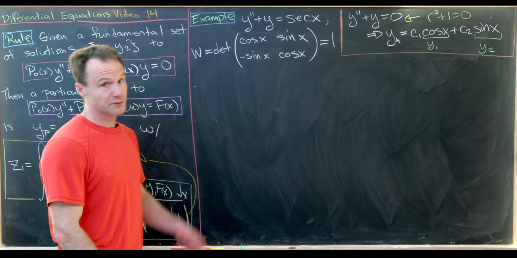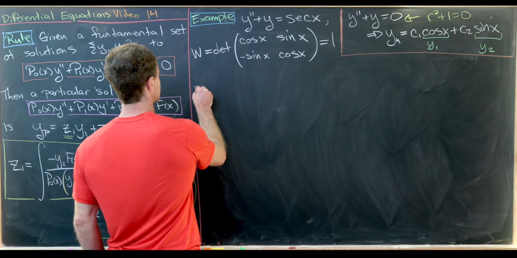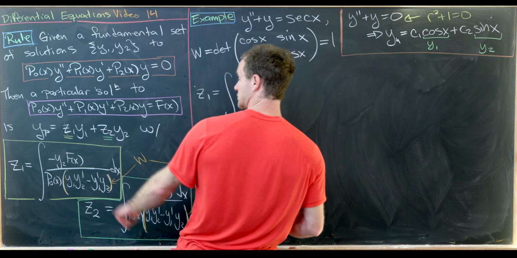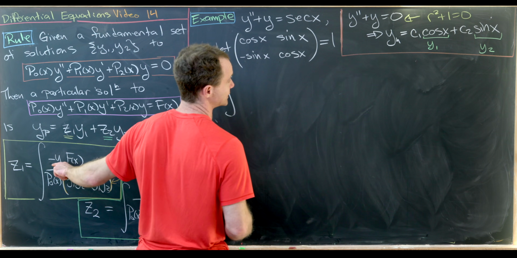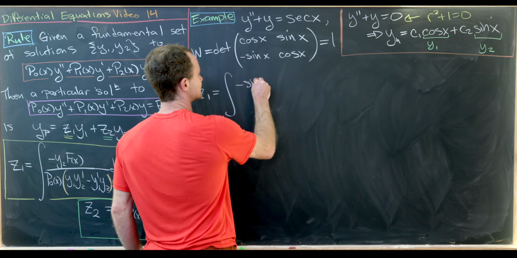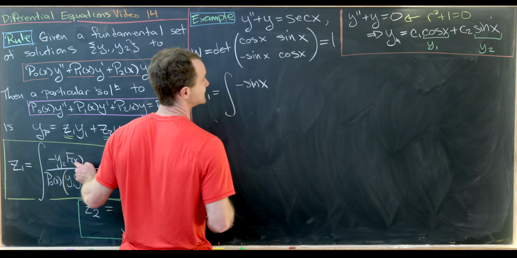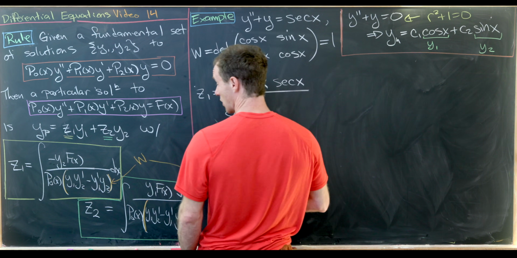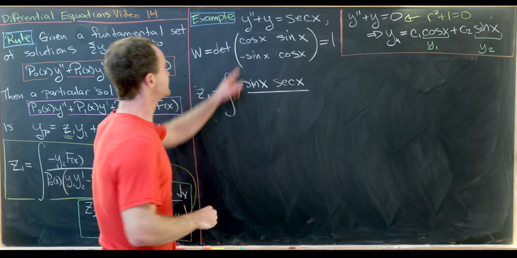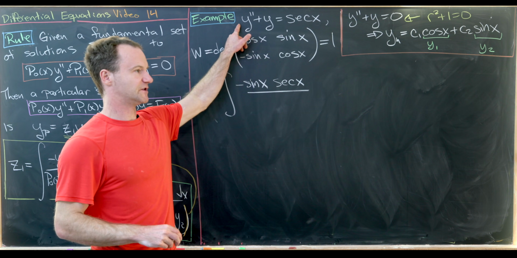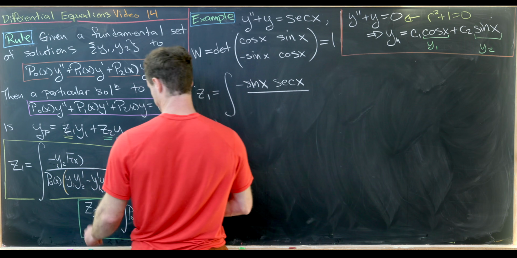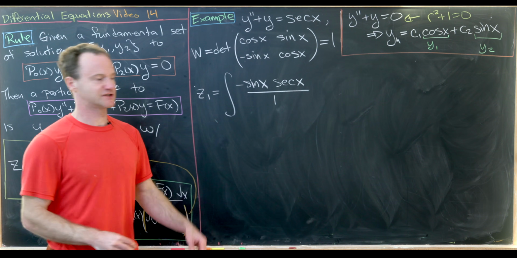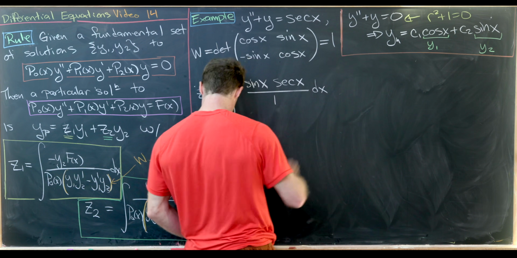Okay, so now we're pretty much ready. So notice that z1 will be equal to the antiderivative of, so we need negative y2. So that's going to be minus sine x times f of x. So that's going to be secant of x. And then it's going to be over p0. But notice p0 is 1 because that's the coefficient of y double prime. So that's nice. And then this Wronskian, which is also 1. So we have all of that just over 1, and then dx.